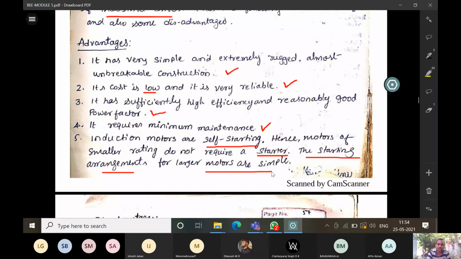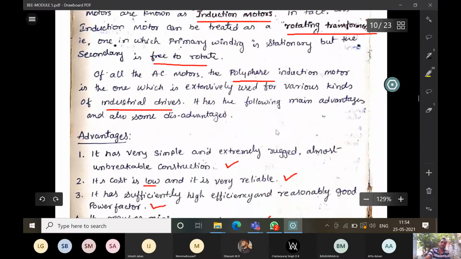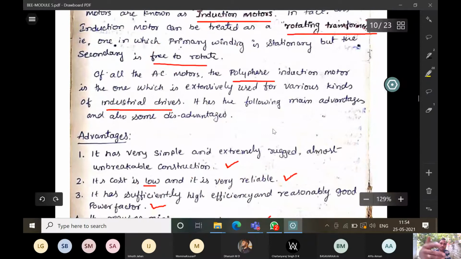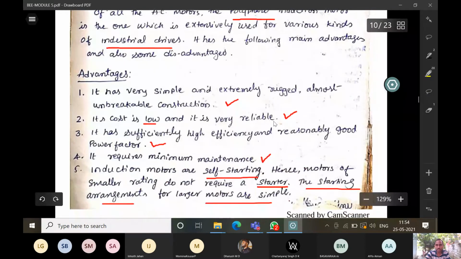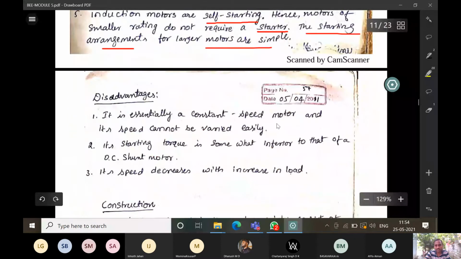So these are the advantages. Because of these advantages, induction motors are well used in various industries, agriculture and home appliances. They have more applications compared to other types of motor because of the very simple and rigid construction, and the disadvantages are less.